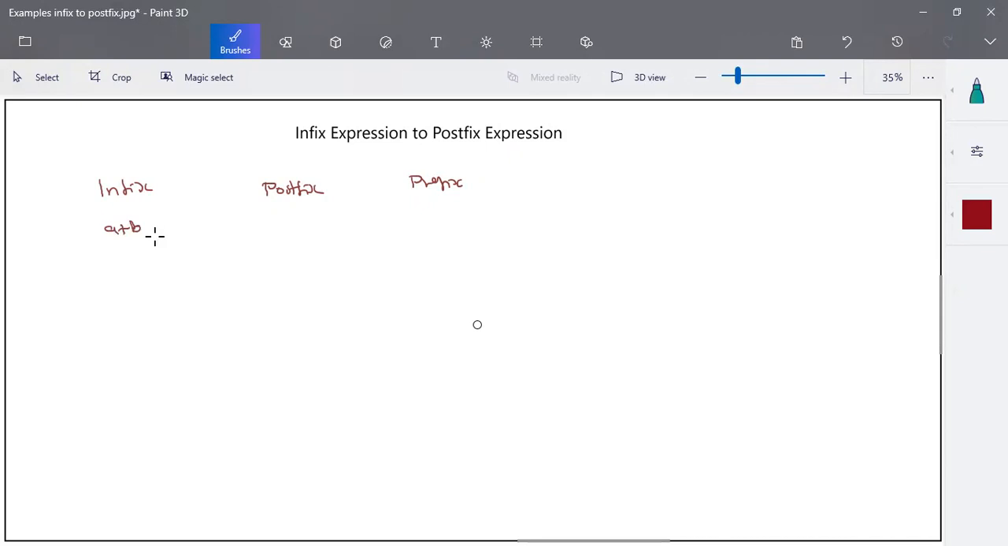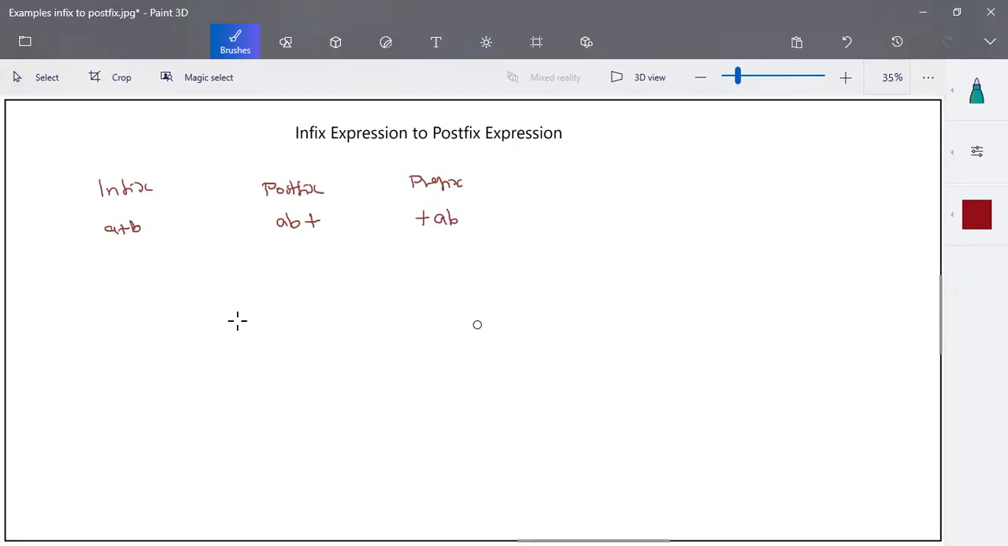So a and b are operands, and plus, and all the arithmetic operators like addition, subtraction, multiplication, modulo, everything comes as an operator. If the operator lies between the operands, then that expression we call an infix expression. So what will be postfix? Post means next. So after a b, after the operands, if an operator occurs, then the expression is called a postfix expression. So what will be a prefix expression? Then you'll be having the operator first, followed by the operands.